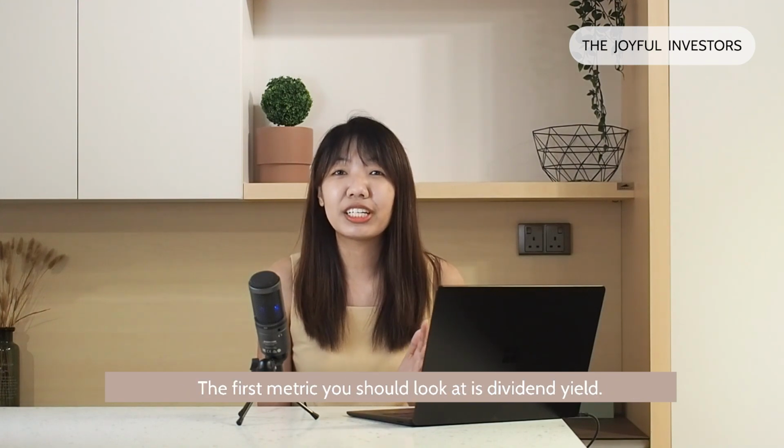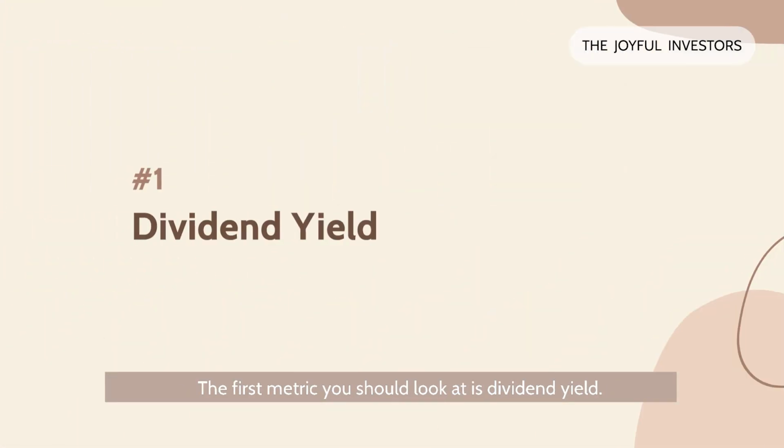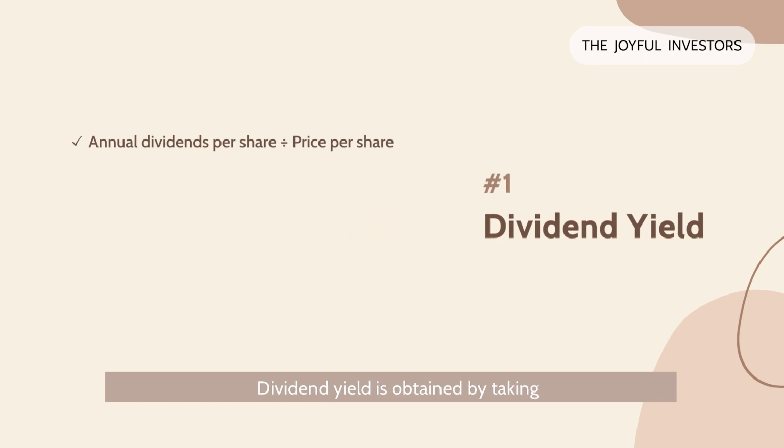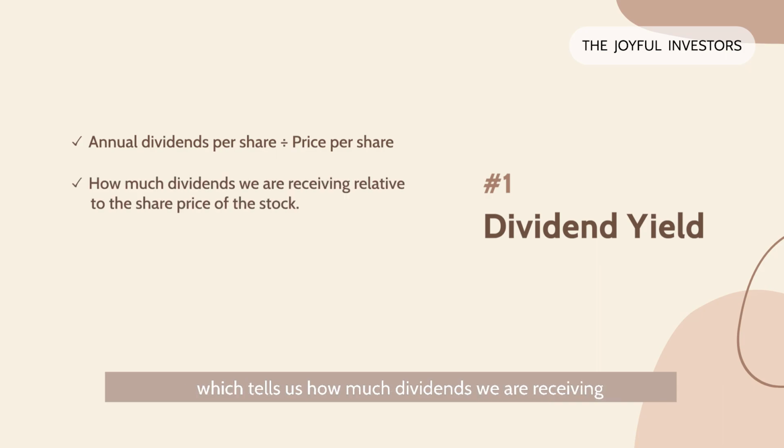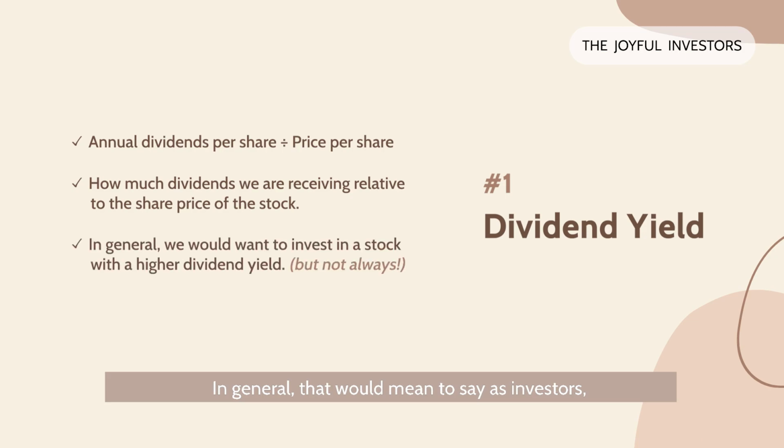The first metric you should look at is dividend yield. Dividend yield is obtained by taking the annual dividends per share divided by the price per share, which tells us how much dividends we are receiving relative to the share price of the stock. In general, that would mean to say, as investors, we would like to invest in a stock that has a higher dividend yield. But that's an analysis at a very base level.